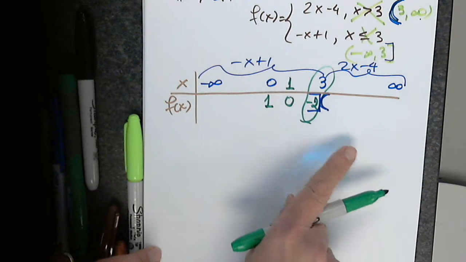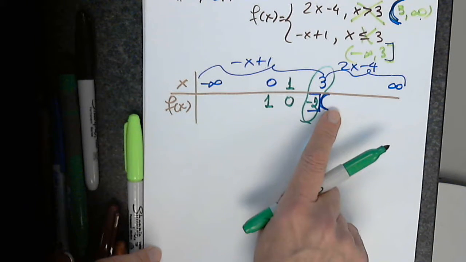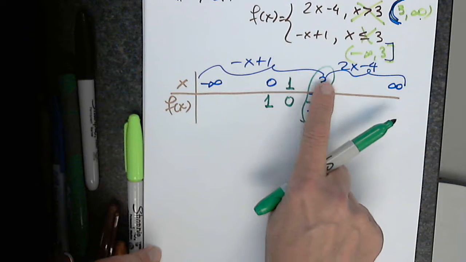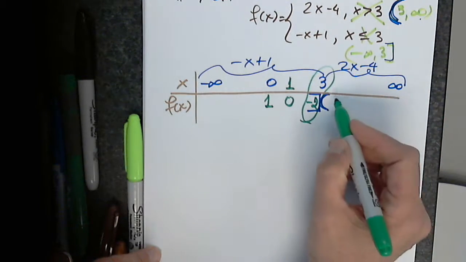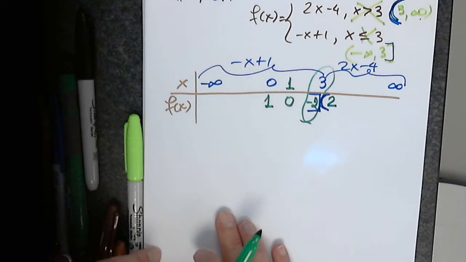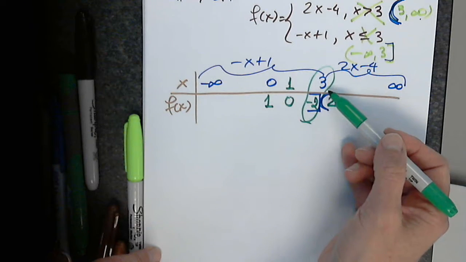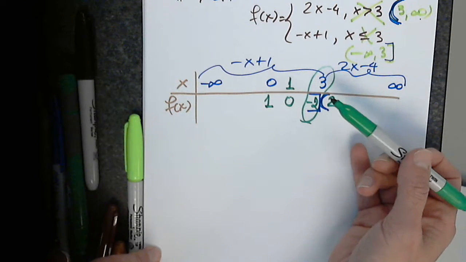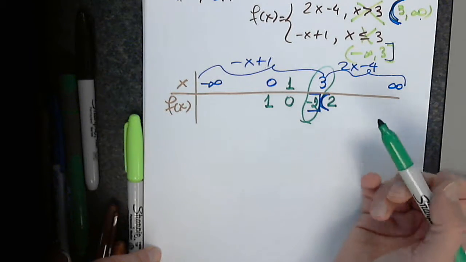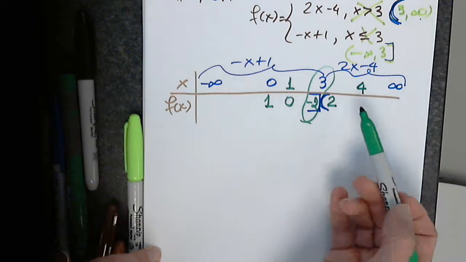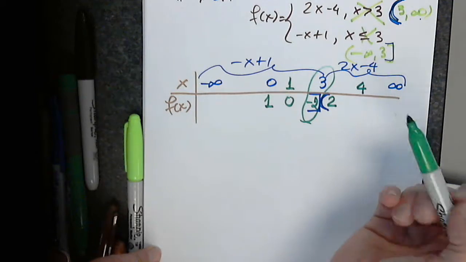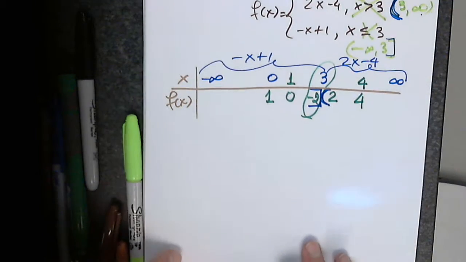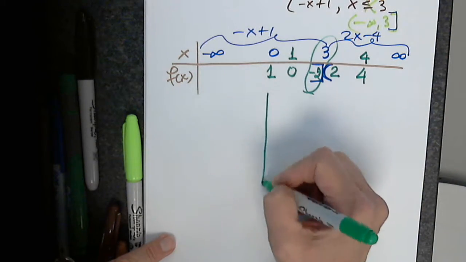But on the other side, I shouldn't be allowed to plug in 3, but I will. 3 times 2 is 6, 6 minus 4 is 2. Because if I don't plug in 3, then I will have to plug in 2.999999999, and I don't want to do that. So then I plug in 4, the next one, so 4 times 2 is 8, 8 minus 4 is 4. That's all I need to graph this function.